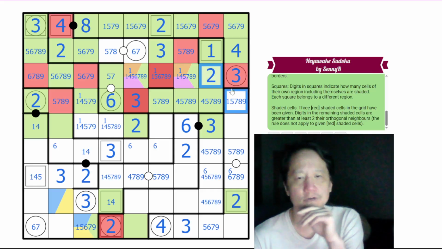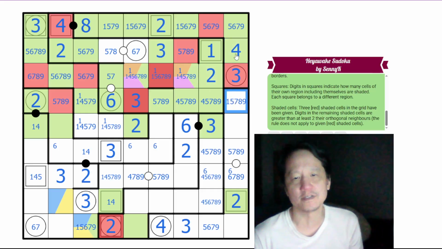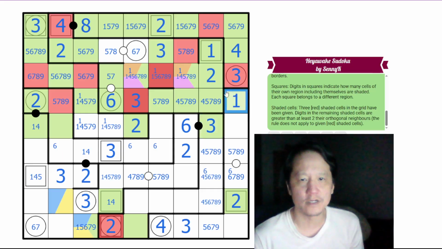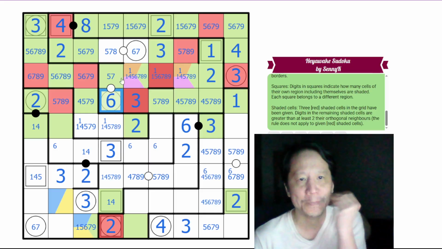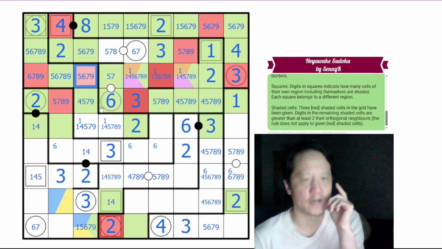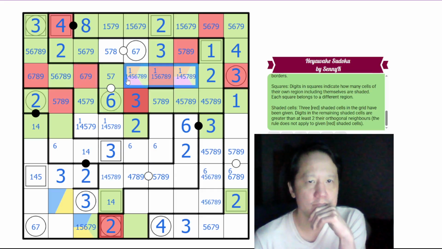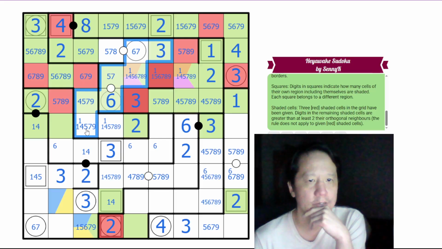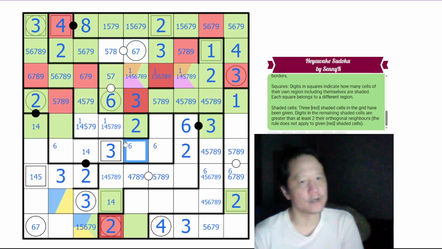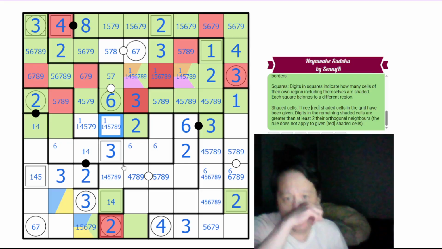It must be greater than 2 out of the 4 cells that it shares an edge with. So this is 1, and this is green. So that eliminates 1 in the rest of the row. This can't be 5 for the same reasoning. One of these is red, so then it connects orthogonally here. One of these connects orthogonally. Okay.